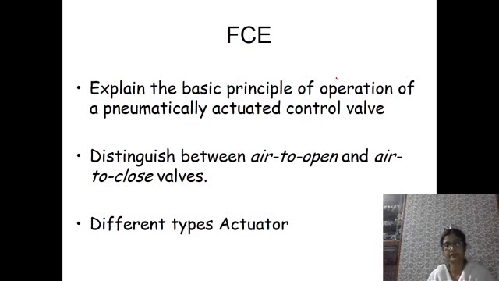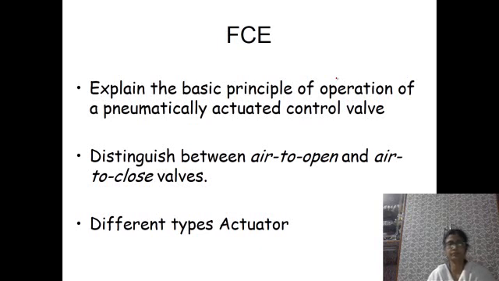there must be a process measuring device by which the process variable is to be measured. Then the measured process variable is to be compared with the set value, and the controller will take the corrective action. Then that output, the controller output, will be sent to the final control element. We have learned about different controllers, and next is final control element.